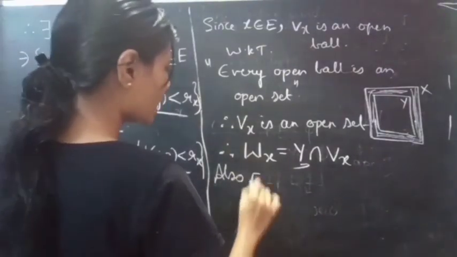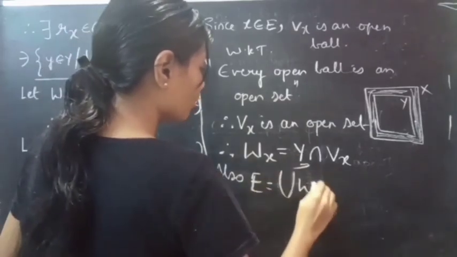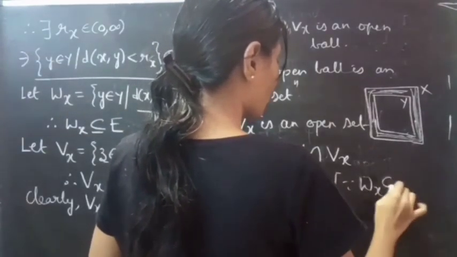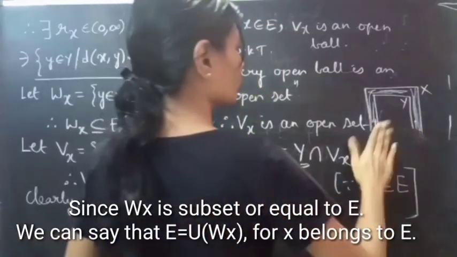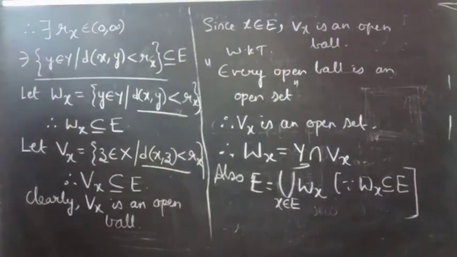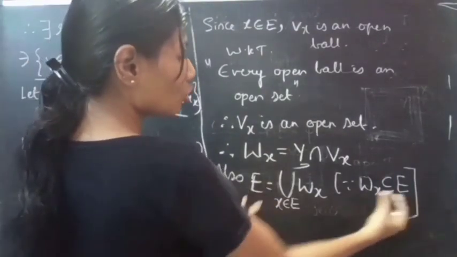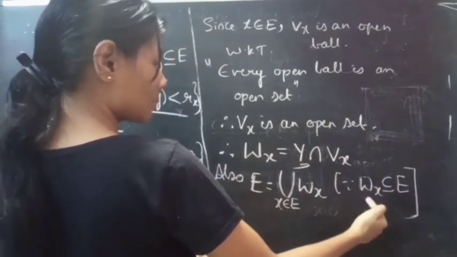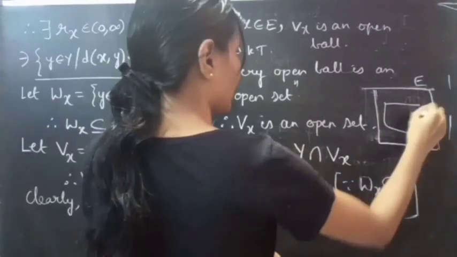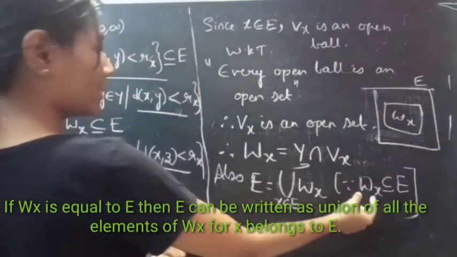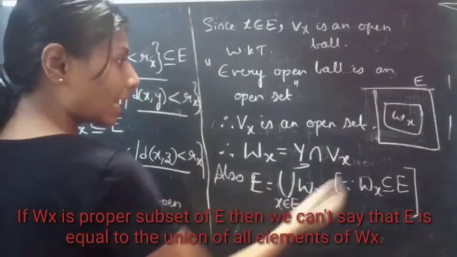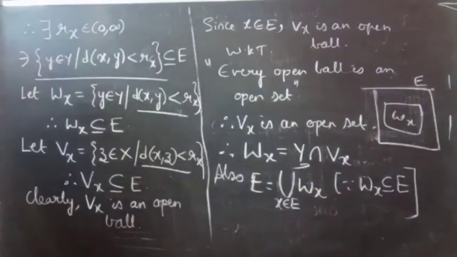Okay. So also E equals the union of W_x for x belongs to E. Since W_x is a subset of E, we can say that E is equal to the union of the sets W_x. If this is E and this is W_x, we have that W_x is a subset of E. That means W_x is contained in E. Then we can say that E is equal to the union of W_x. Okay.